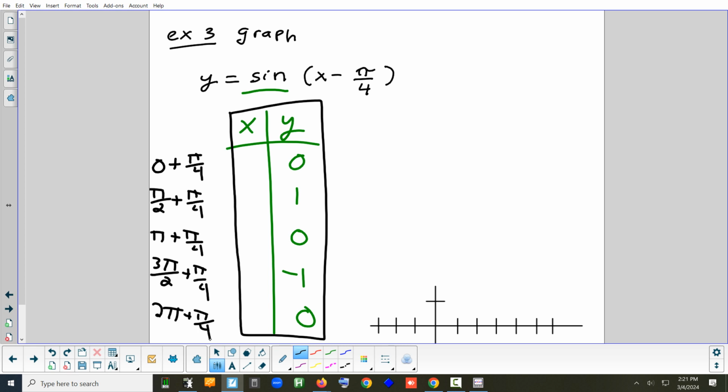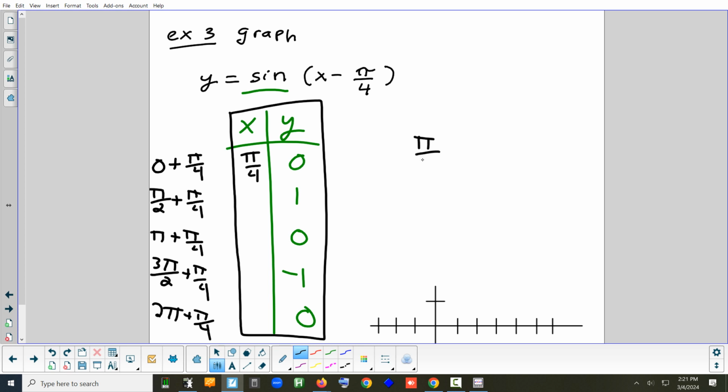Okay, so plus pi over 4 to all of them. The first one is 0 plus pi over 4. We just get pi over 4. Now, you might need to find common denominators for the first couple, but once you see the pattern, it'll go quicker. Okay, so let's look at the next one.